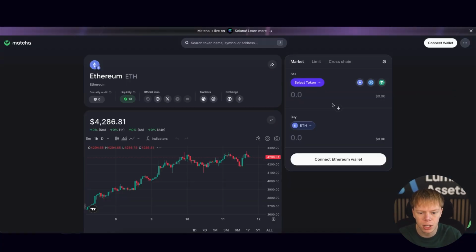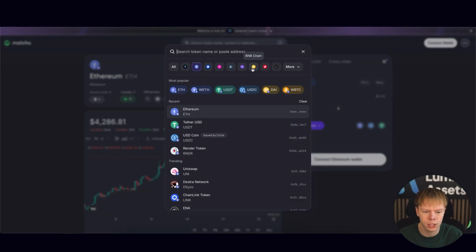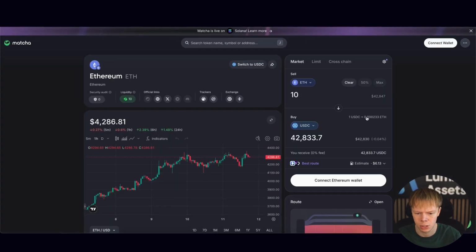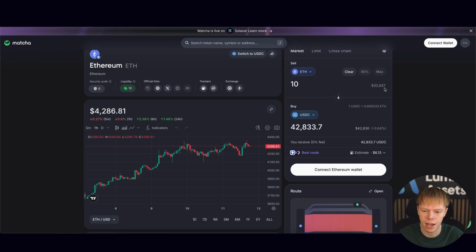So for example, if I wanted to trade some Ethereum over here for some USDC, just right there. Let's just say we wanted to trade 10 ETH for some USDC. You can see I'm putting in $42,847. I'm getting out $42,833. I am paying barely anything in fees.